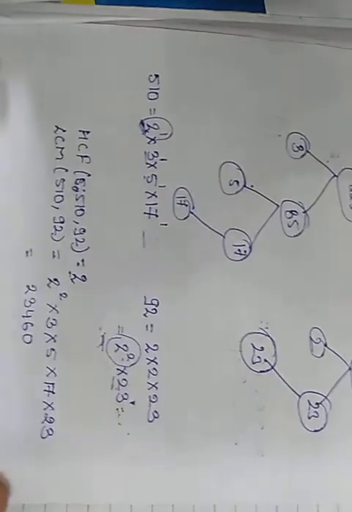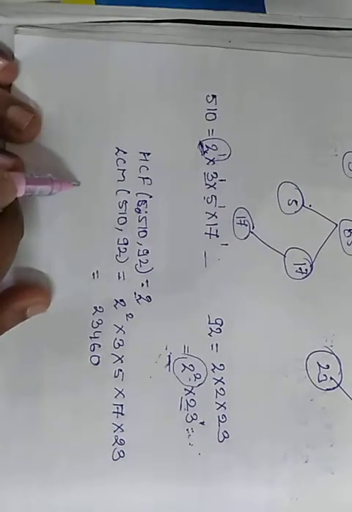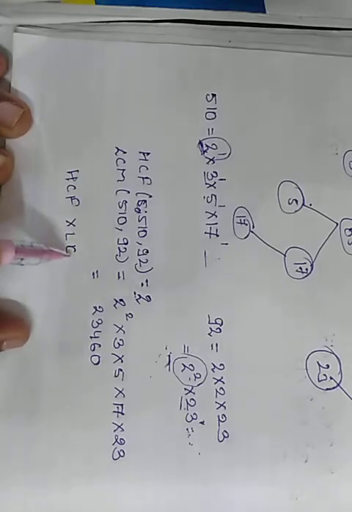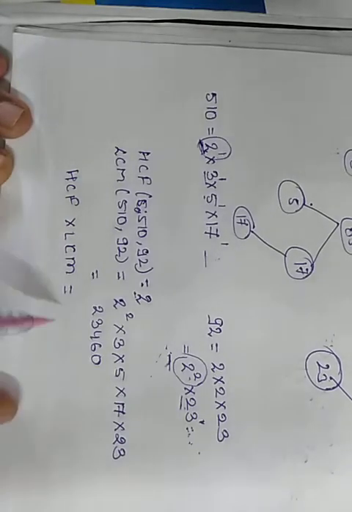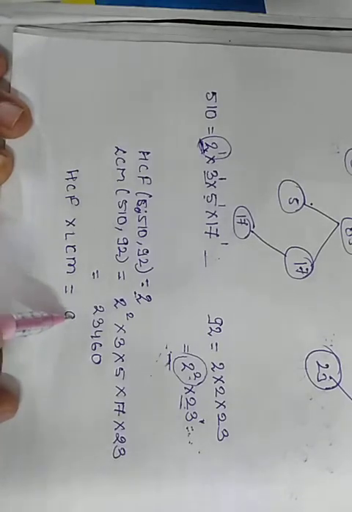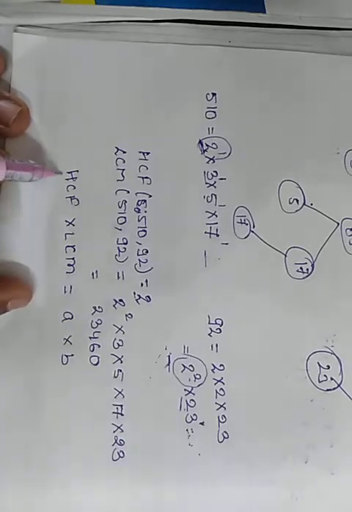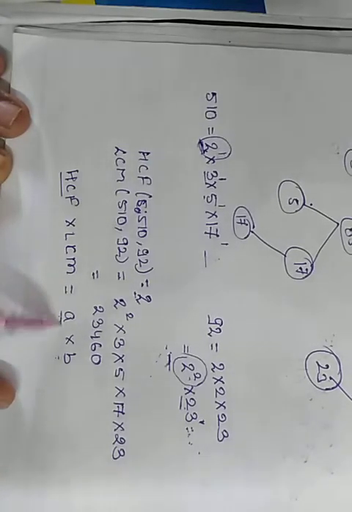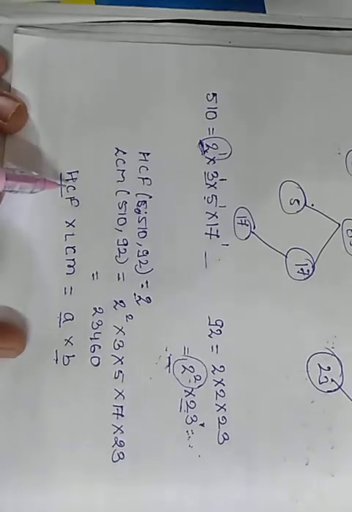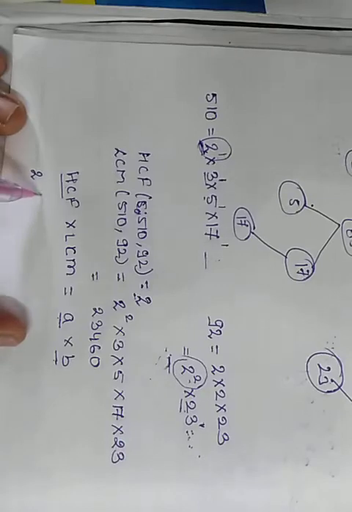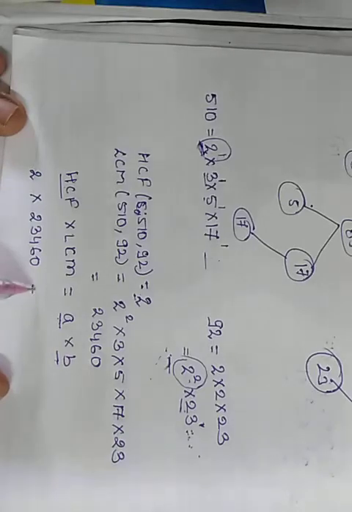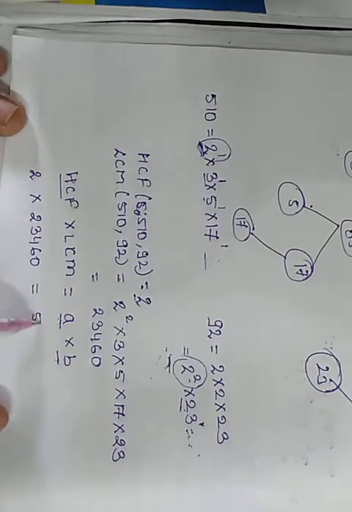Now one thing I want to verify for you: the product of LCM and HCF is always equal to the product of the two numbers. See, HCF of A and B times LCM of A and B is equal to the product of the two numbers. Now we'll verify. The HCF here is 2. The LCM is 23460. The first number was 510 and the second number was 92.